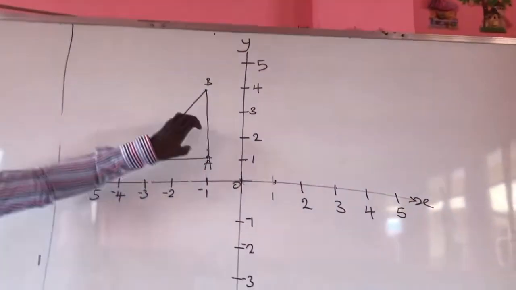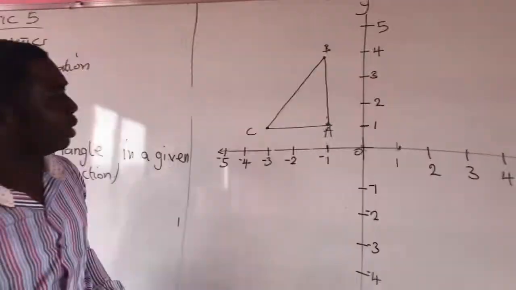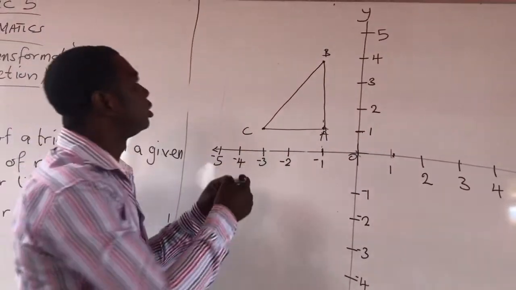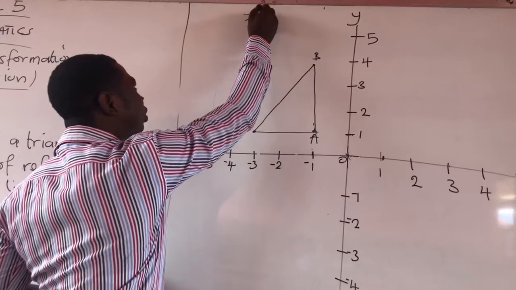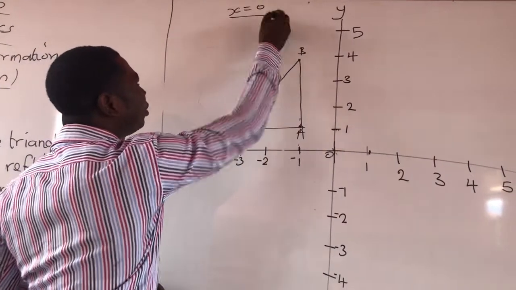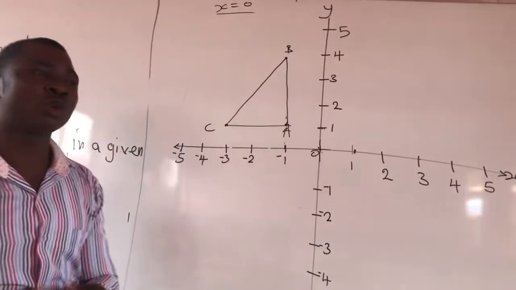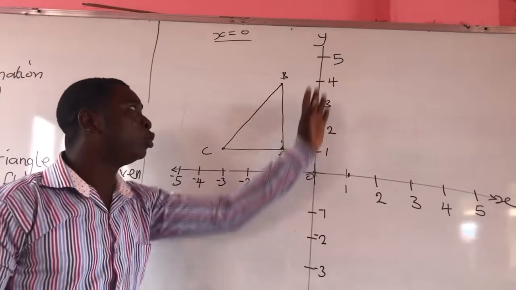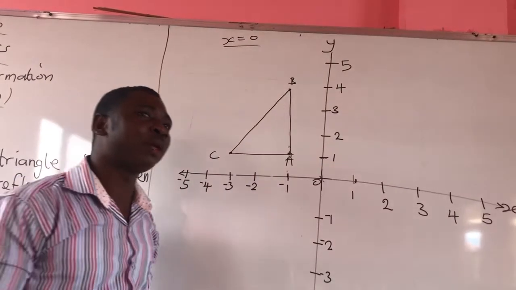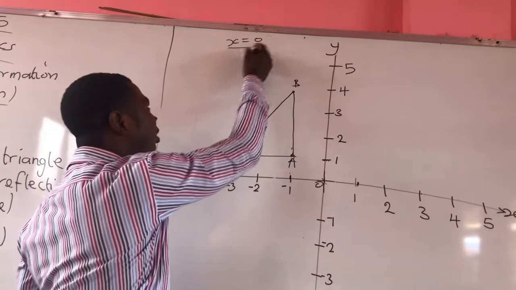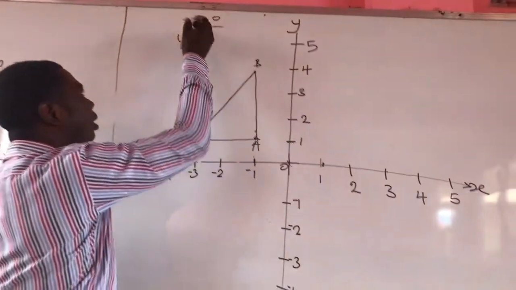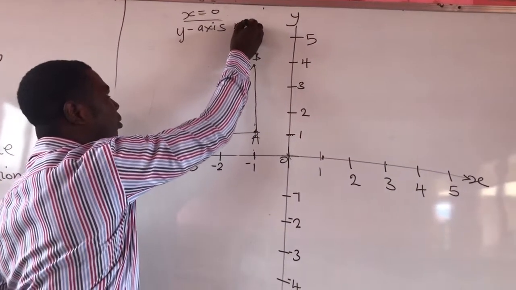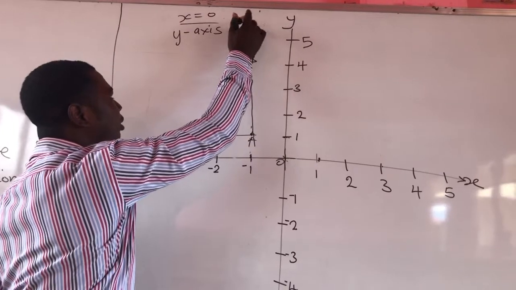So this triangle is at this side. We are going to use the mirror line x equal to 0. I said when I'm using the mirror line x equal to 0, then we use the y-axis mirror line. So we have x equal to 0. This means you are using the y-axis mirror line.